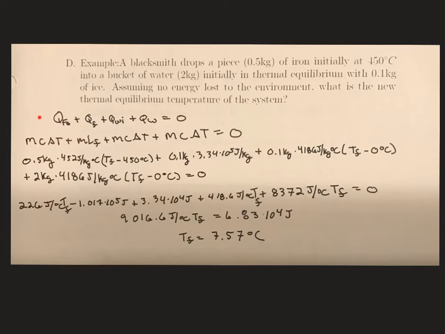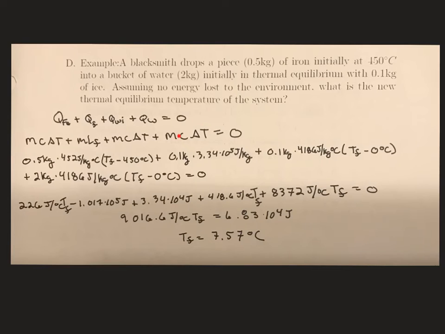Alright, so what I have here is the energy lost by the iron due to its change in temperature from its initial value down to the thermal equilibrium temperature. I have the heat value for phase changing the ice from solid ice to liquid, which we refer to as water. And then that melted ice, now in water, we have its change in temperature from being at 0 degrees up to what the final temperature of the system is.